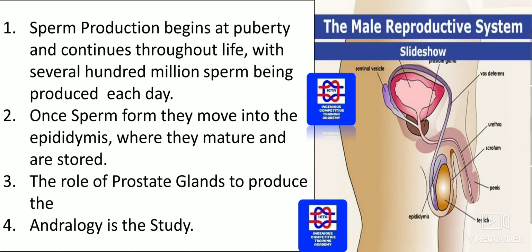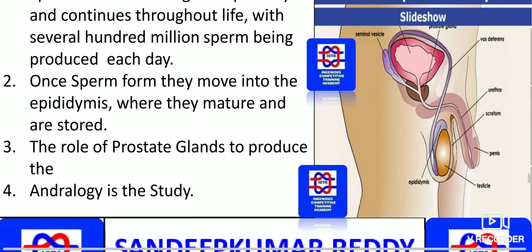The main role of the prostate gland is to produce the seminal fluid. Andrology is the study of the male reproductive system. You should remember that the study of the male reproductive system is andrology. You can see where the sperm is stored, that is the epididymis, and the testicles are the ones which produce the sperm, and you can directly go through whatever parts of the male have been given.